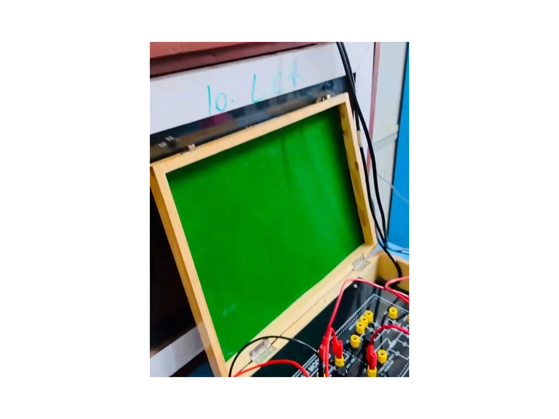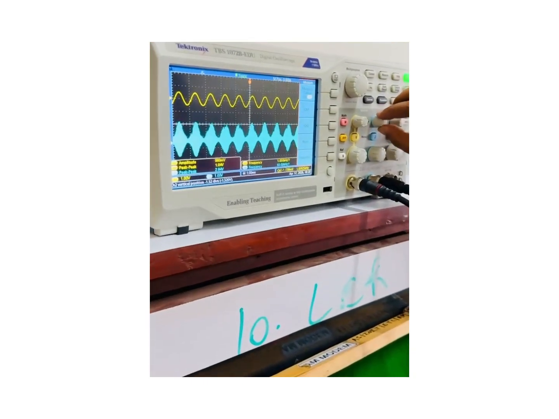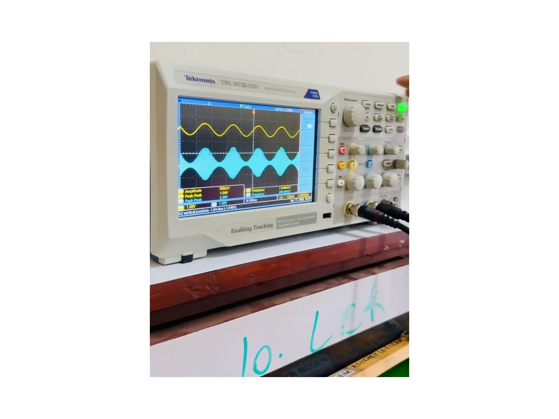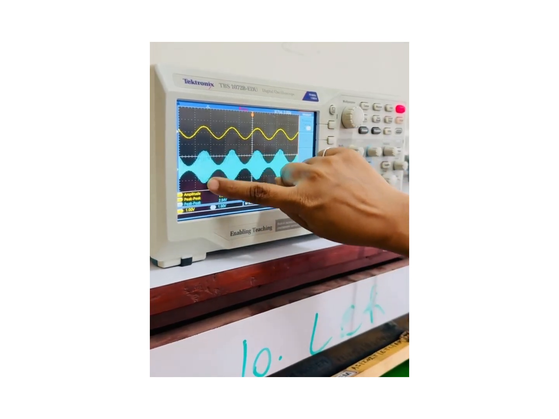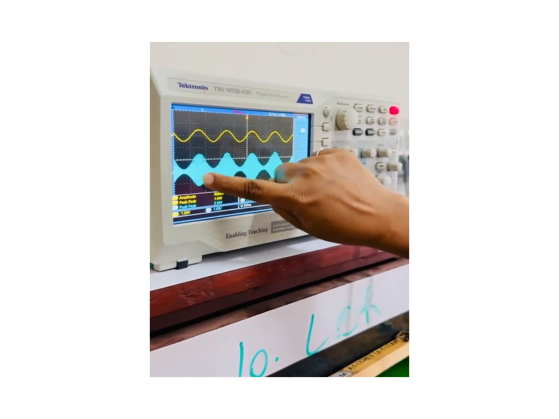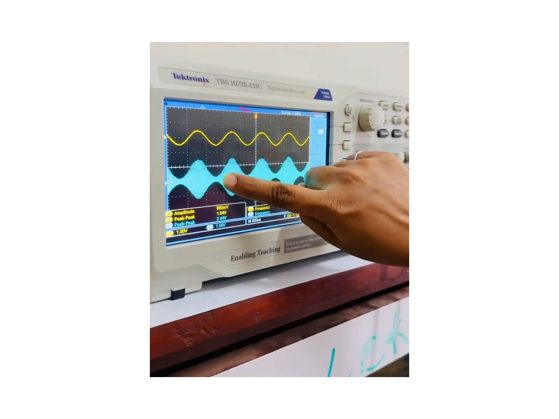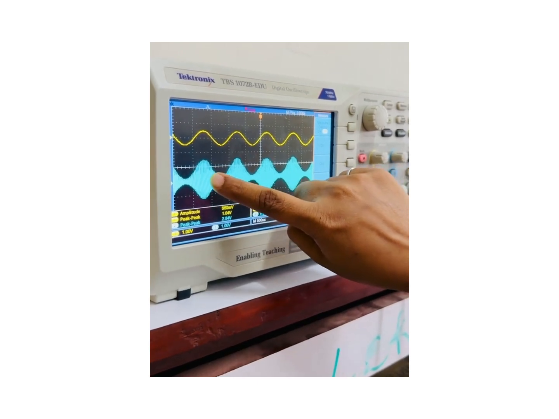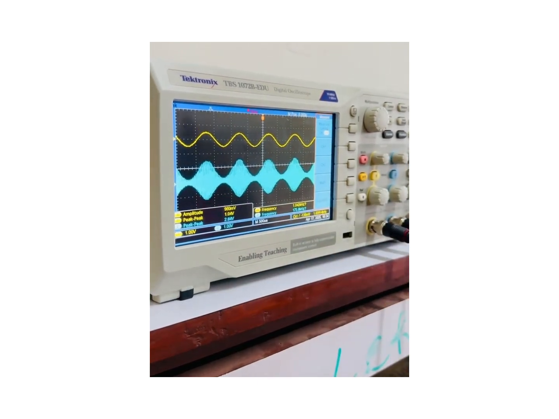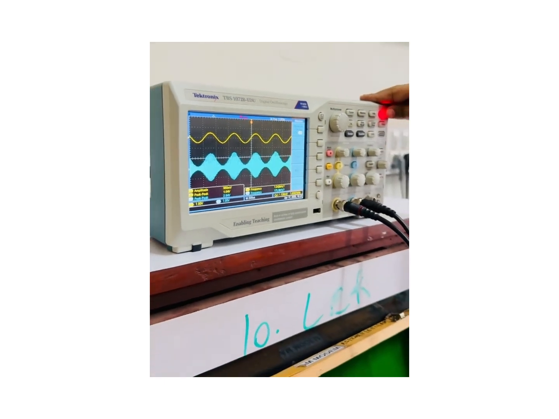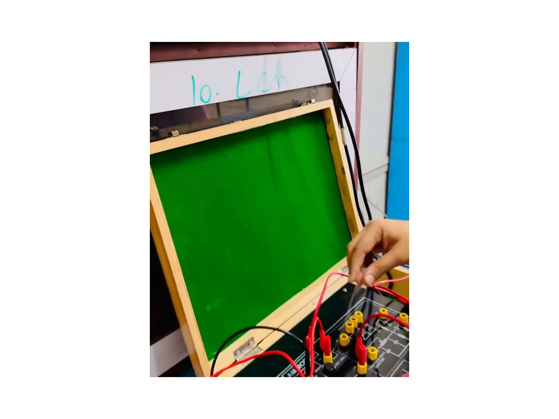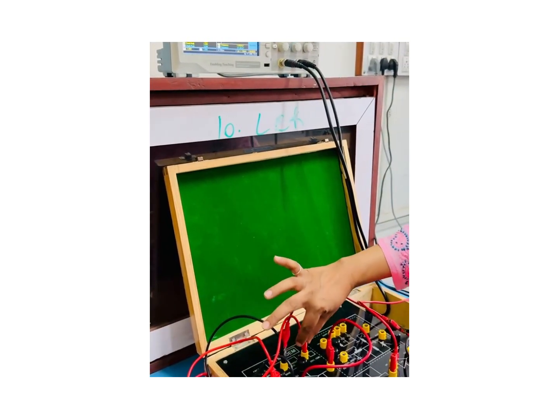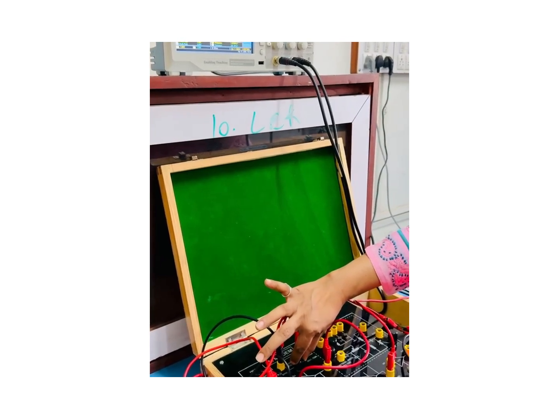So here we can see on channel 2, the envelope of AM modulated signal is observed. This widely open portion is called Vmax and this small open portion is called Vmin. So using Vmax and Vmin, we can calculate the modulation index. This modulation index can be varied by varying the amplitude of modulating signal or amplitude of carrier signal.